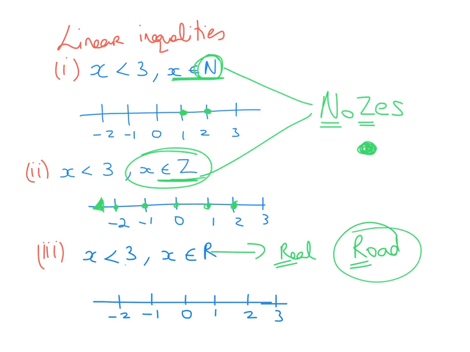You always start the road at whatever this number is. So it's 3, so I'm going to put a circle. Now, if there's nothing underneath the inequality, you leave it as an open circle, so that's correct.